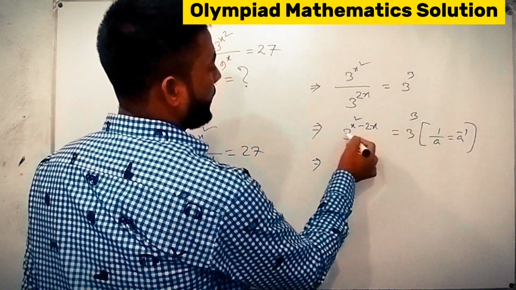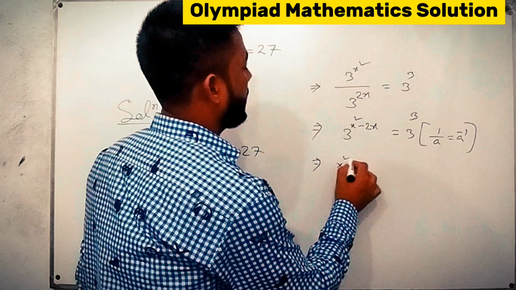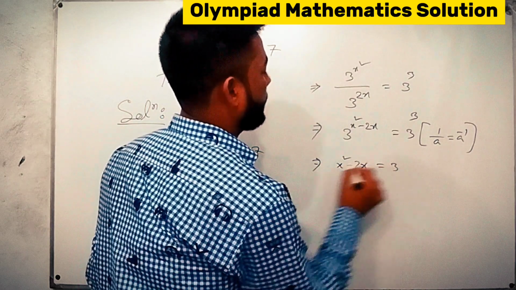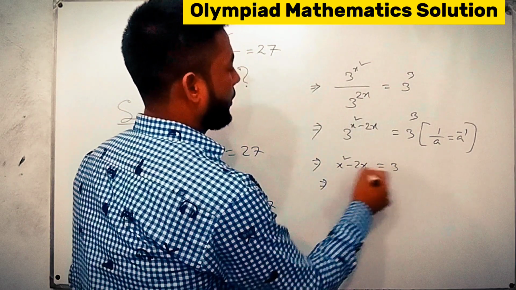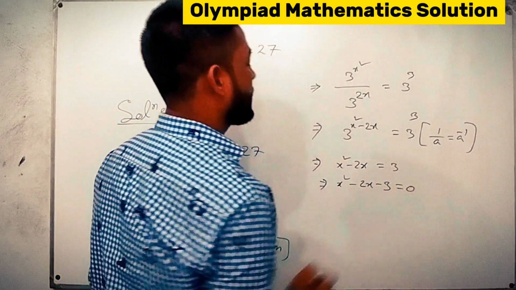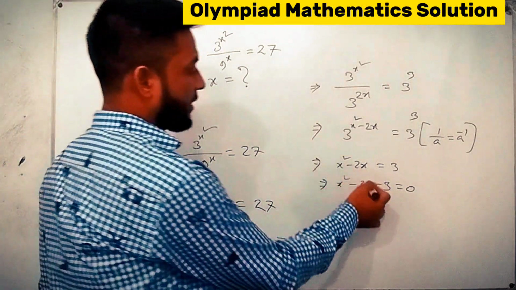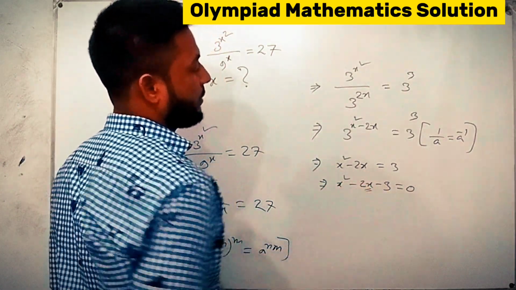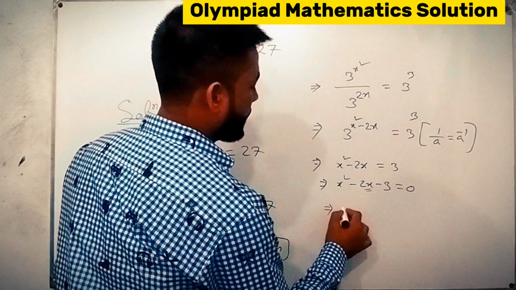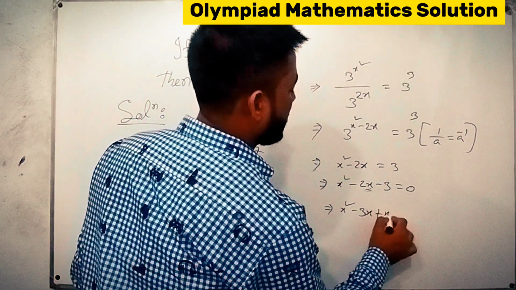So the bases cancel and we may write x squared minus 2x equals 3, that is, x squared minus 2x minus 3 equals 0. This equation is applicable for the middle term split. We'll break this middle term. So we may write this as x squared minus 3x plus x.